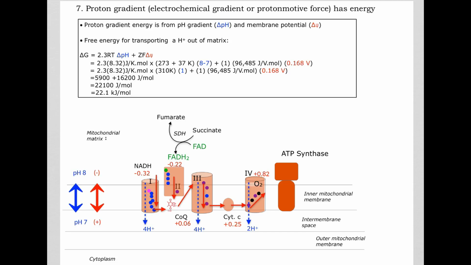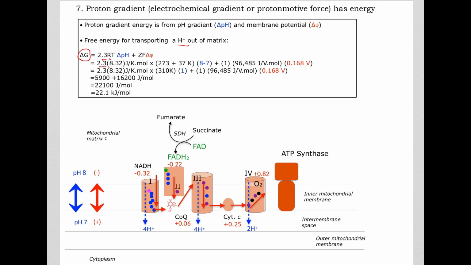So the energy that is required to transport a proton from the matrix into the space can be calculated by using this formula here. So we can calculate delta G, the energy that is associated with pumping a proton.